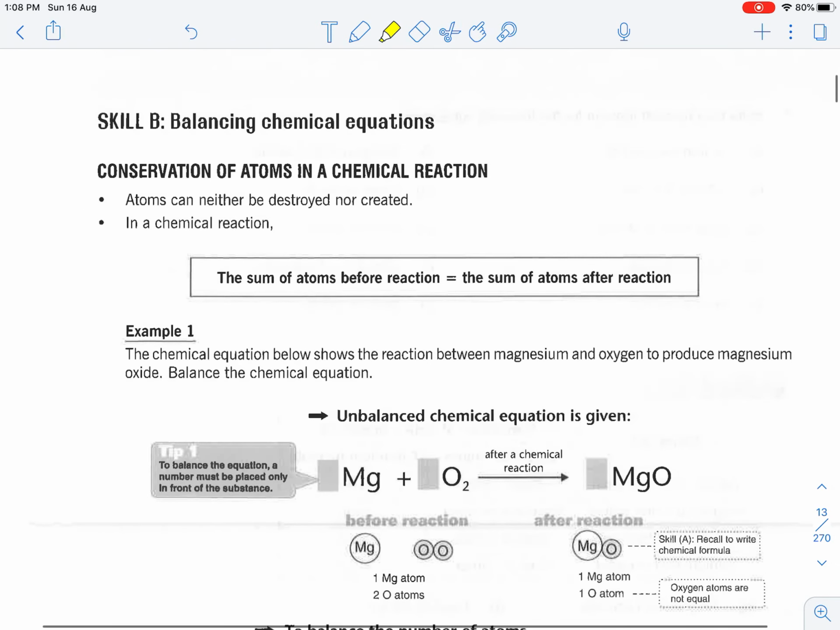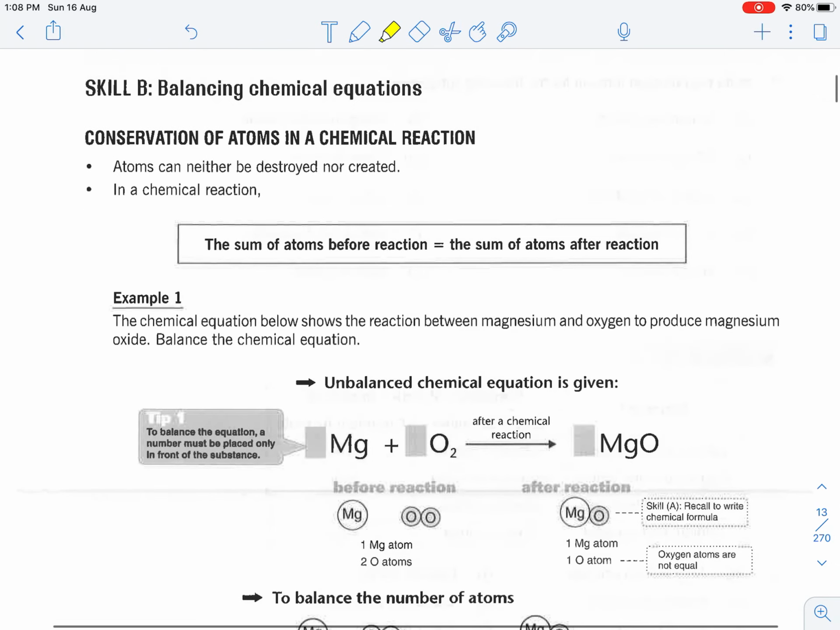Next is consideration of how to go about balancing the equation. After you have written the chemical formula, you have to put it into a string of equations. So there is either the naming, which we call word equations, or if it's a chemical equation, you'll be using chemical formulas. For chemical formulas, you are required to balance it by writing the number in the front. For a word equation, no need to balance.